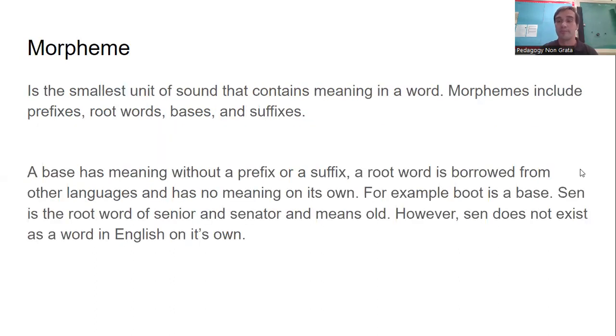So a morpheme is the smallest unit of sound that contains meaning in a word. So morphemes include prefixes, root words, bases, and suffixes. A base has a meaning without a prefix or suffix. A root word is borrowed from other languages and has no meaning on its own. For example, boot is a base. Sen is the root word of senior and senator and means old. However, sen does not exist as a word in English on its own.